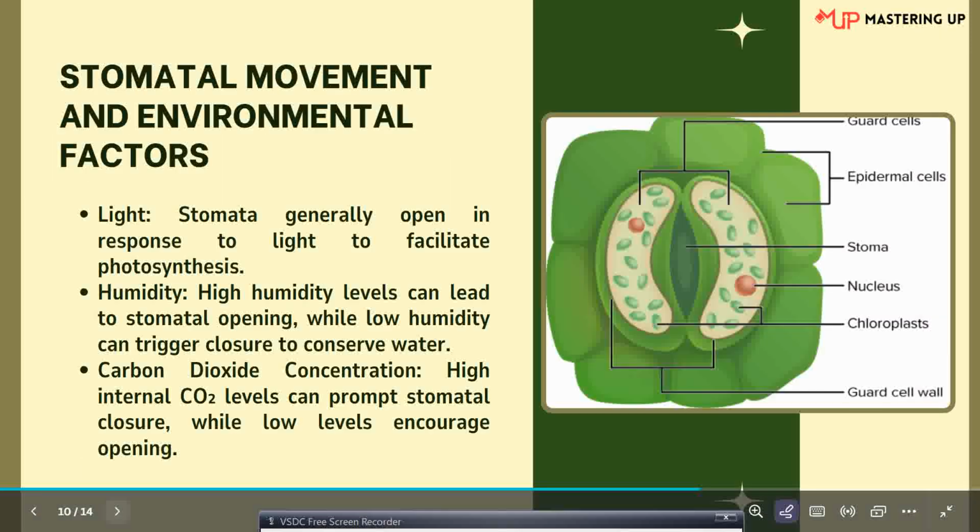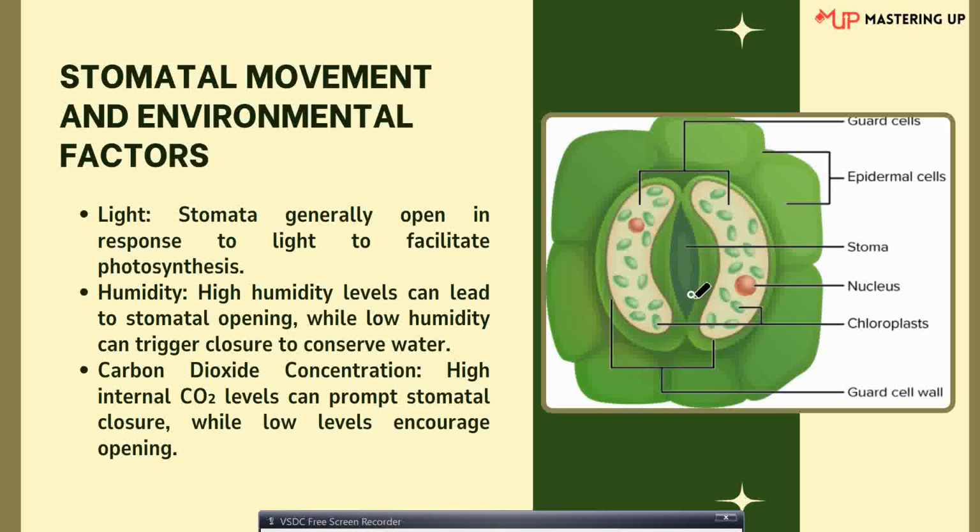Now coming to the stomatal movement and environmental factors affecting the stomatal movement. Here there is a well-defined diagram of the stomata. You can see this is the stomata. We have two guard cells. The epidermal cell is there outside the stomata, and guard cell wall is there, inner thicker wall, outer thin wall. Chloroplast is present inside the cell, and the pore is called stoma.